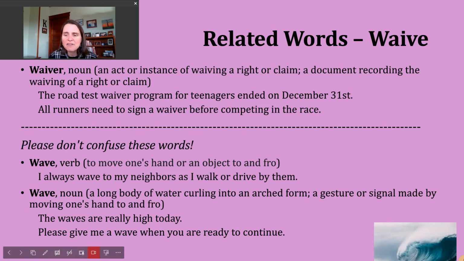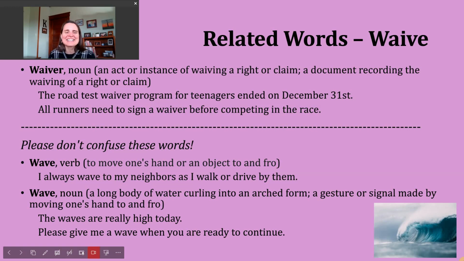Now, the noun wave can have several different meanings. The first, I've got a picture to help us understand, is a long body of water that curls into an arch form. And I hope you can see that in the picture. You might see waves in the ocean. If you're near an ocean, you might hear somebody say something like, oh man, the waves are really high today.